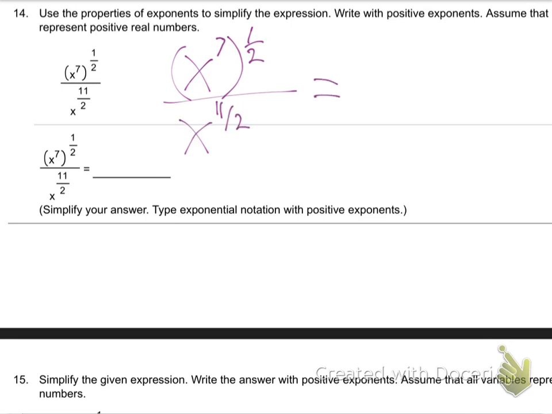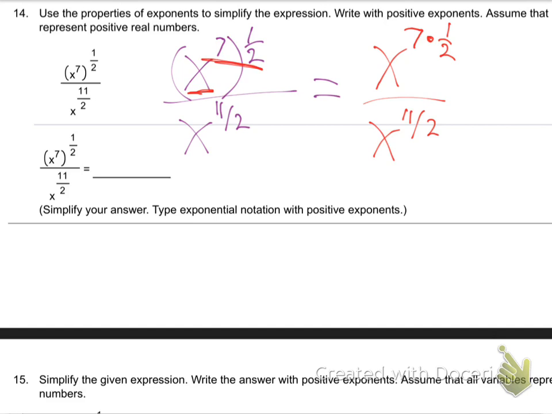Now, what am I going to do on the top? This is one base, 1x, 2 powers. What have we learned happens? You got 1 base, 2 powers. What do those powers do? They add or multiply? Multiply. So it's going to be x to the 7 times 1/2. Let's leave the bottom as it is for now. Right? We good there?